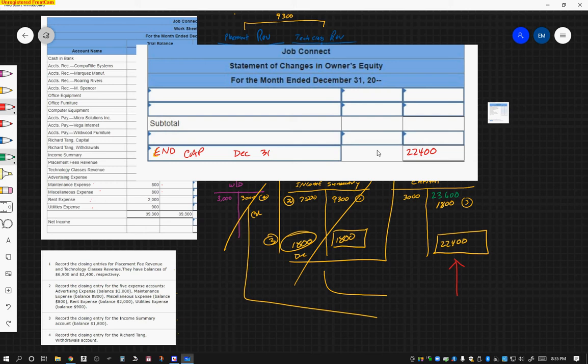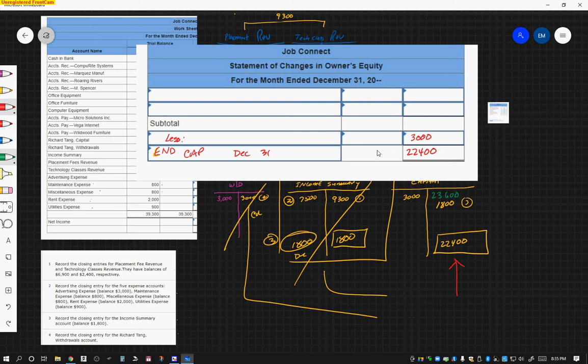Right? Was there a withdrawal to speak of? Yes. Now this is kind of going backwards, but this is how it works sometimes. And that was $3,000. And we can very quickly do this.